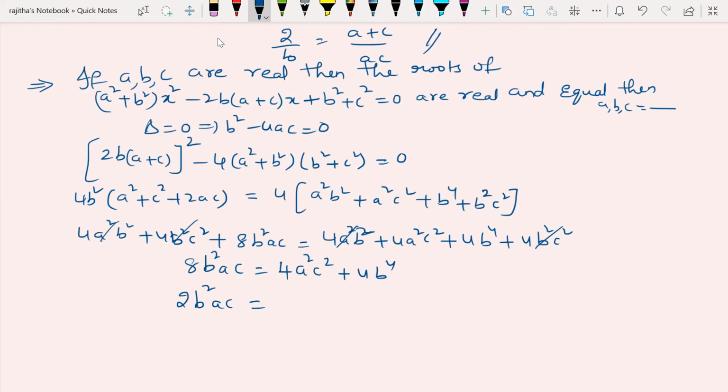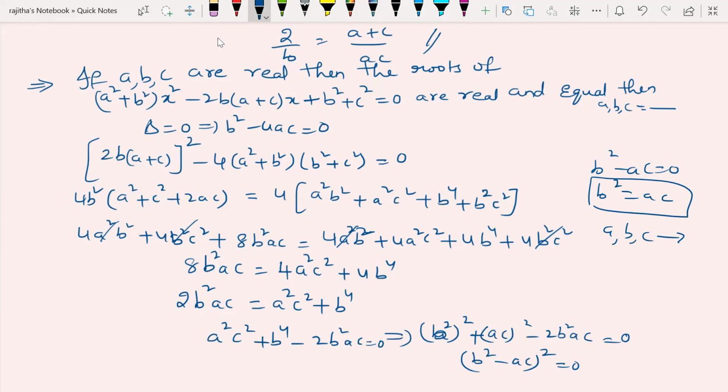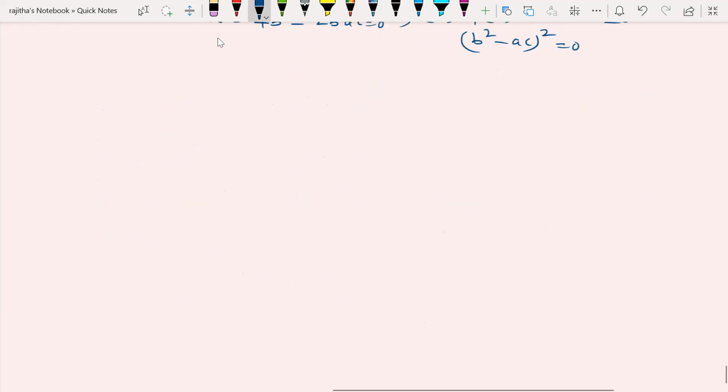Taking 4 cancel, here 2b square ac is equals to a square c square plus b power 4. So this can be written as a square c square plus b power 4 minus 2b square ac. That implies this can be written as b square whole square plus ac whole square minus 2b square ac. That is b square minus ac whole square is equals to 0. So b square minus ac is equal to 0. B square is equals to ac. This is one of the conditions: A, B, C are in GP.